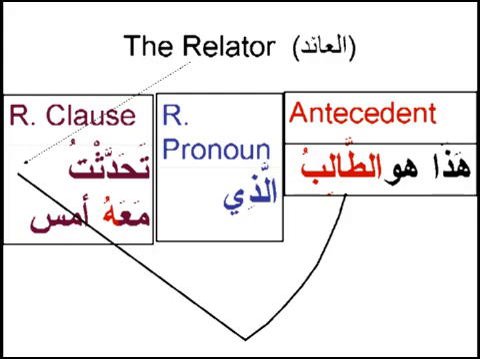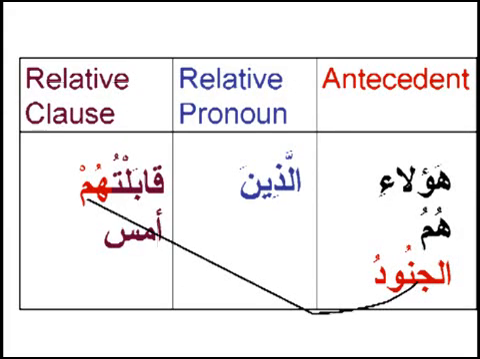Let's review some more examples to see if you will be able to recognize the gender and the number on your own. هؤلاء هم الجنود الذين قابلتهم أمس. Very important to notice that the relator has to match the antecedent in both gender and number. Okay? Have you recognized the gender and the number in this sentence?